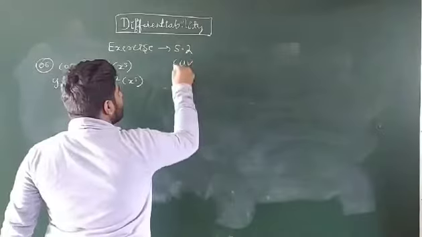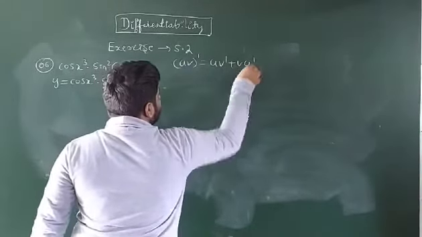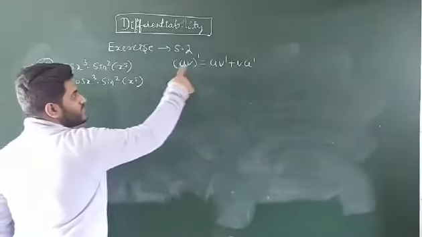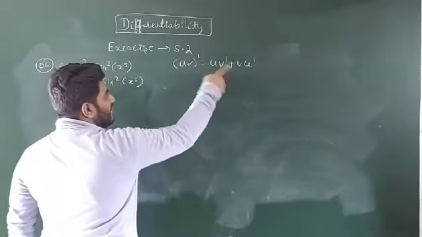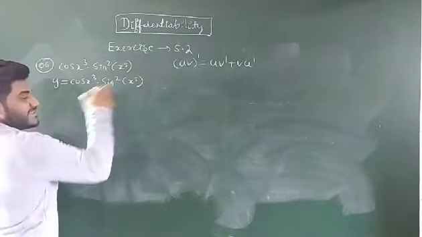What is the UV rule? UV whole dash equal to U into V dash plus V into U dash. Nothing but the product rule. First function as it is, differentiation of second, plus second as it is, differentiation of first. So that we have to apply here. First function is our cos x cube. Second function is sin square x raised to 5.